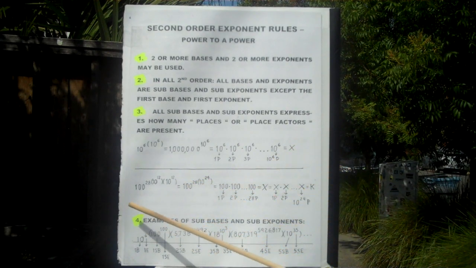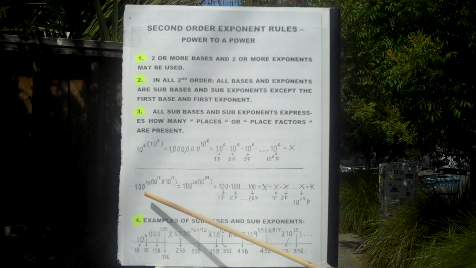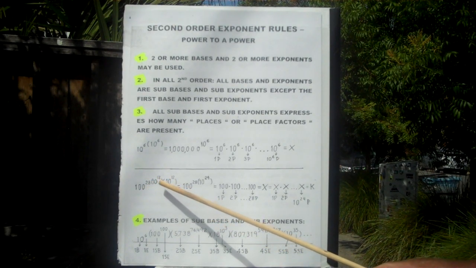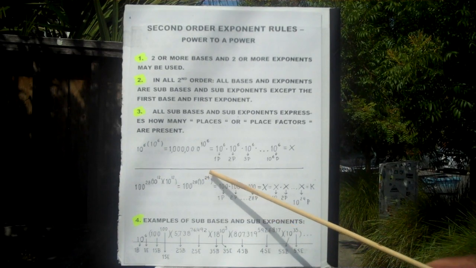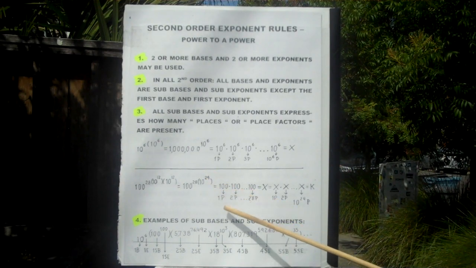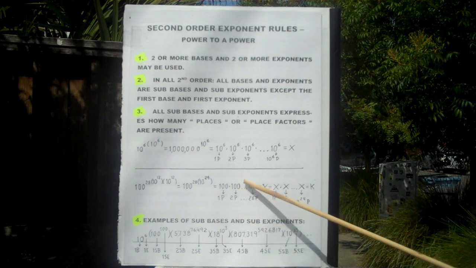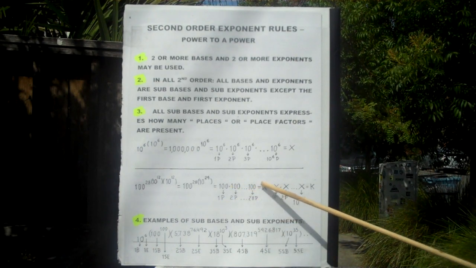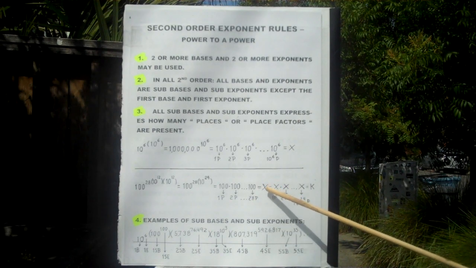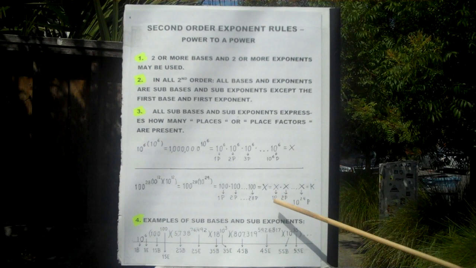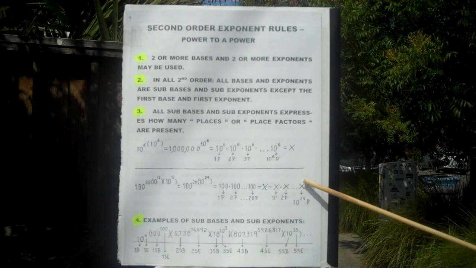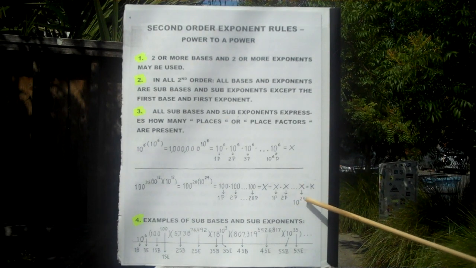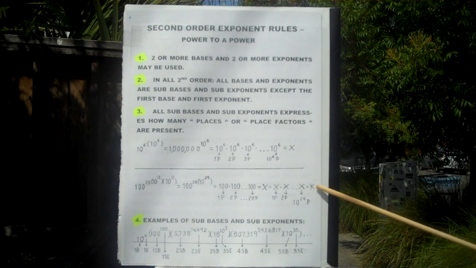A second example is 100 to the 28th power, 2 10 to the 12th power, 2 10 to the 12th power equals 100 to the 28th power, 2 10 to the 24th power, which equals 100 to the first place times 100 to the second place, and so on to 100 to the 28th place equals x, and which equals x to the first place times x to the second place, all the way to x times x, all the way to 10 to the 24th power place, equals k.